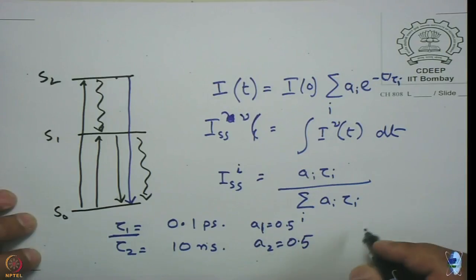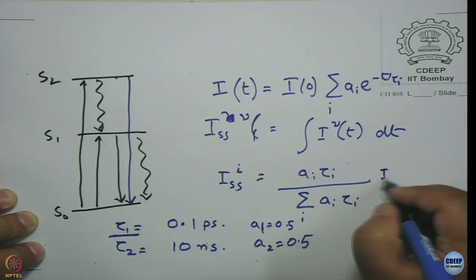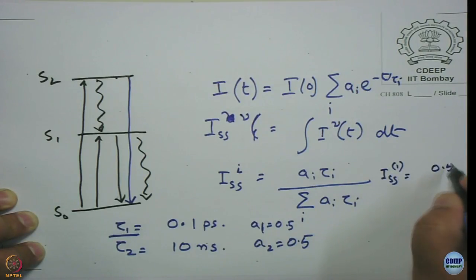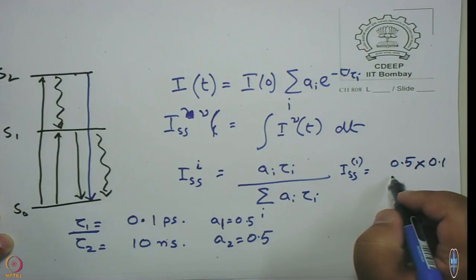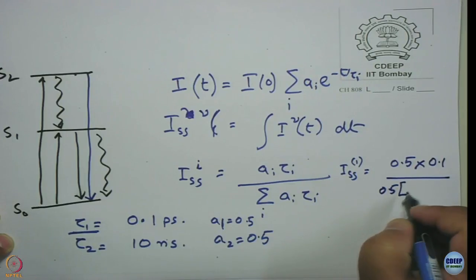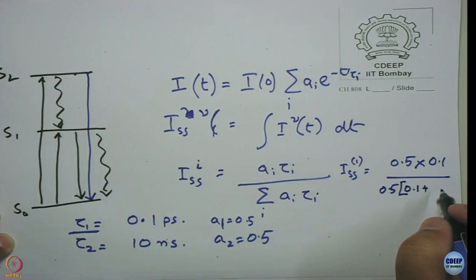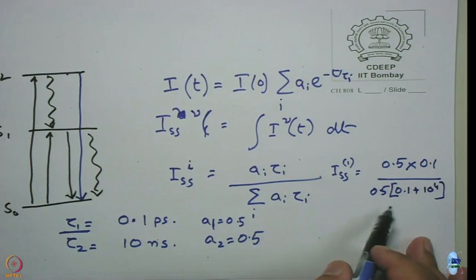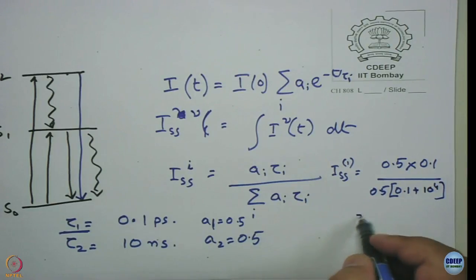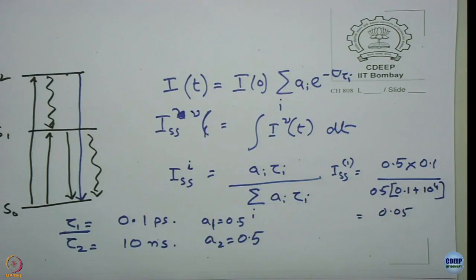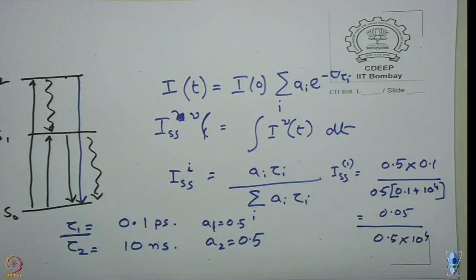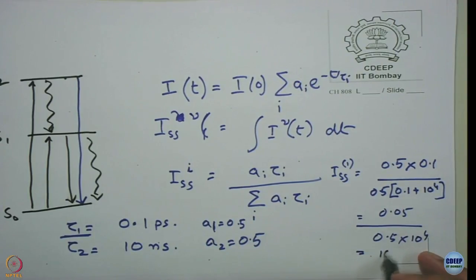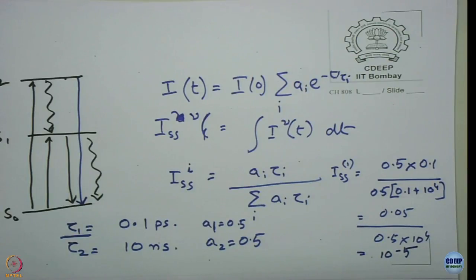0.5 multiplied by, so I can write like this, I_SS of 1 will be 0.5 multiplied by 0.1, if I write in picosecond, divided by 0.5 multiplied by 0.1 plus 10 nanosecond means how much? 10,000 picoseconds, right? So, 10 to the power 4. So, what will you do? You are going to neglect this 0.1 with respect to 10 to the power 4 naturally. So, in the numerator, you have 0.05, yeah? In the denominator, you have 0.5 into 10 to the power 4. What is the answer? 10 to the power minus 5. It's really very small.